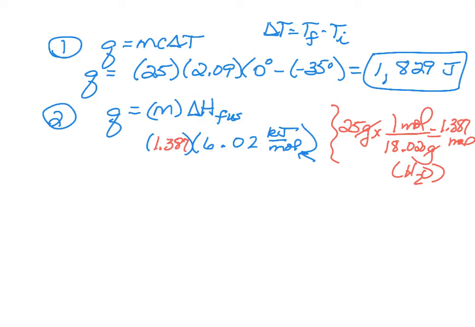All right, so moles cancel. And then Q for melting these 25 grams is 8.352 kilojoules. Now remember, the delta H value is given in kilojoules, and for step 1, it was in joules. So before you add these together, they've got to have the same unit. So I'm going to go ahead and convert right now to joules.